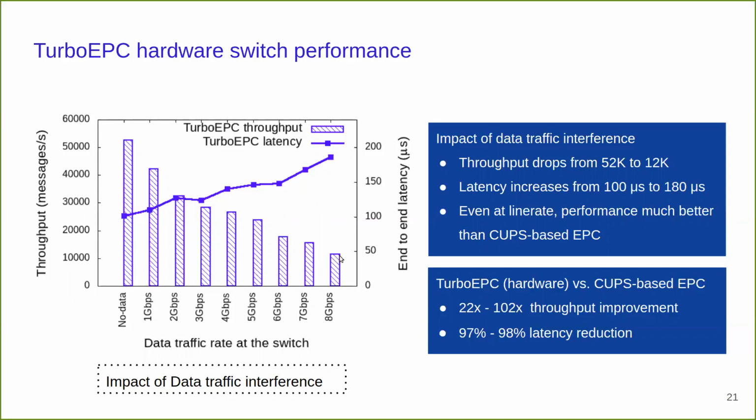Due to data interference, the throughput drops from 52K to 12K, and the latency increases from 100 microseconds to 180 microseconds. But even at line rate data interference, TurboEPC performs better than CUPS-based EPC. TurboEPC shows throughput improvements between 22x for line rate data and 102x for idle switch. And the latency reduction ranges between 97 and 98%.